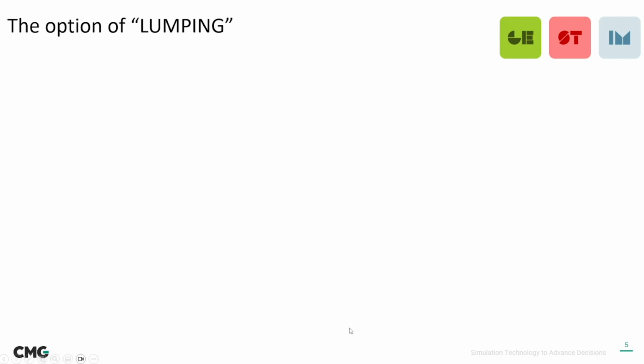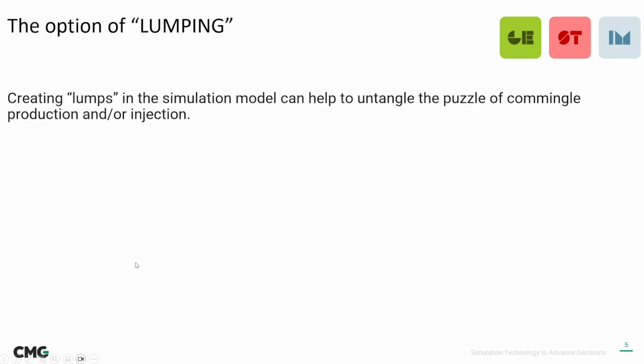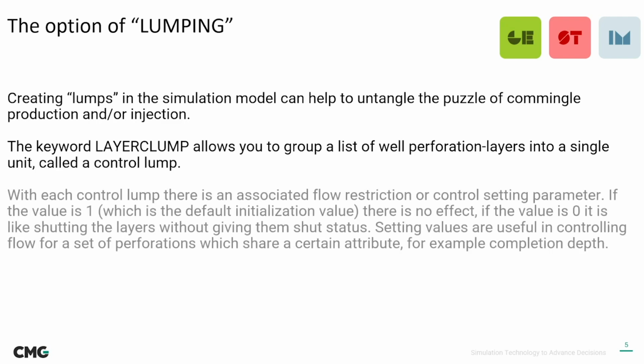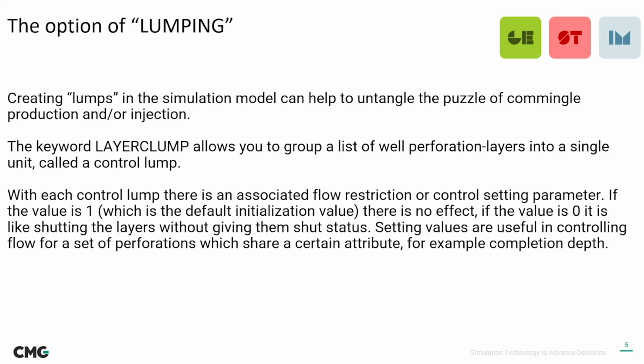Creating lumps in the simulation model can help to untangle the puzzle of commingled production and injection. The keyword layer clump allows you to group a list of well perforation layers into a single unit called a control lump. With each control lump, there is an associated flow restriction or control setting parameter.